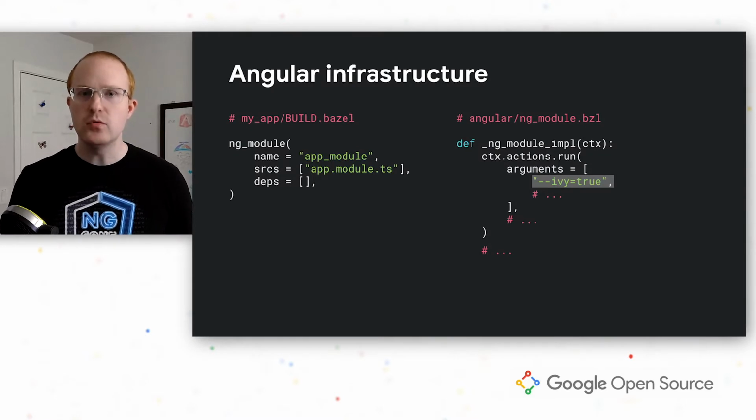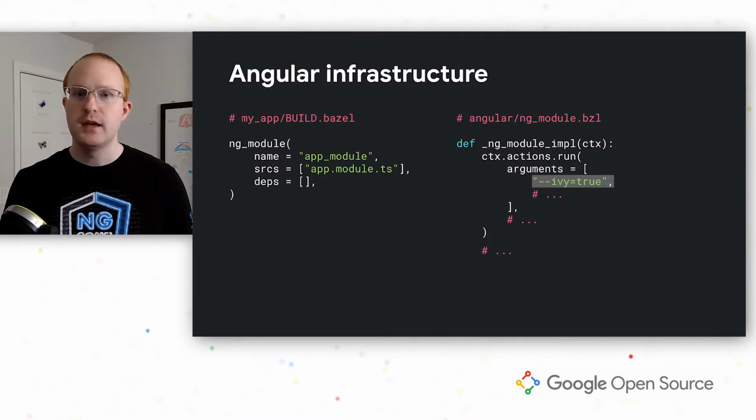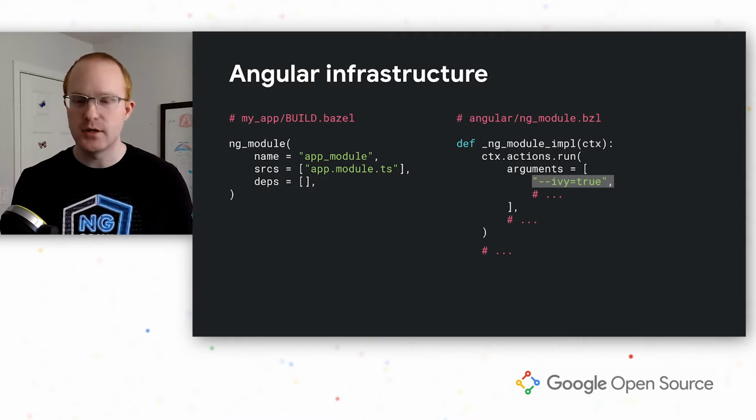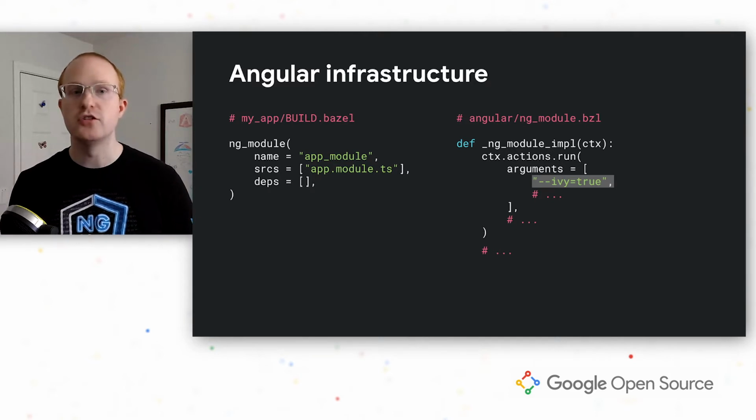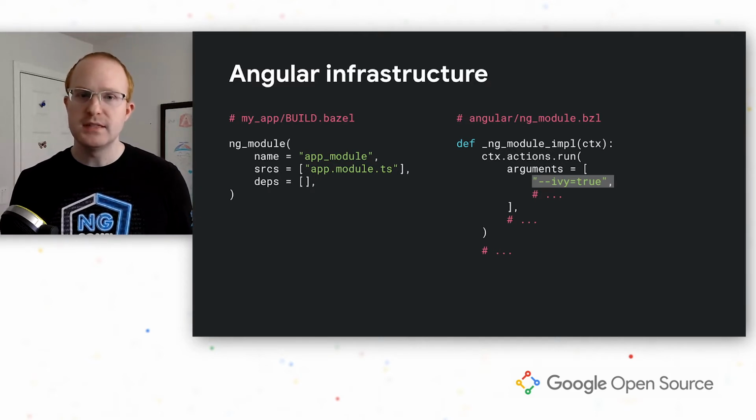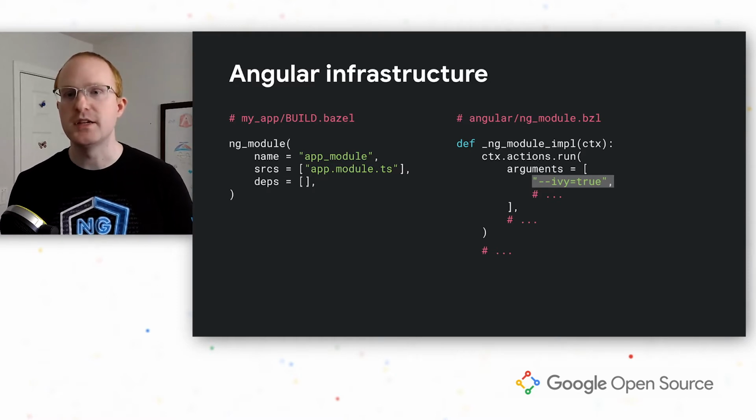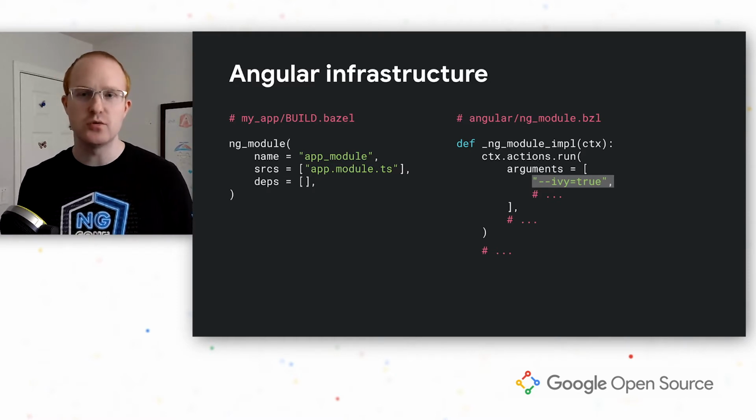In Angular, we have our own build rule for compiling code. ng-module is our equivalent of ts_library, java_library, or whatever your preferred language's library rule is. It's just our version. Ivy itself is a compiler flag, so it needs to be provided to the compiler action that runs under the ng-module rule. This means that the easiest way of enabling Ivy is to simply add it to our ng-module Starlark implementation, passing it as --ivy=true to our compiler action's arguments.